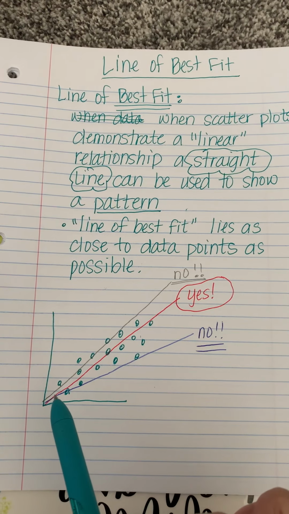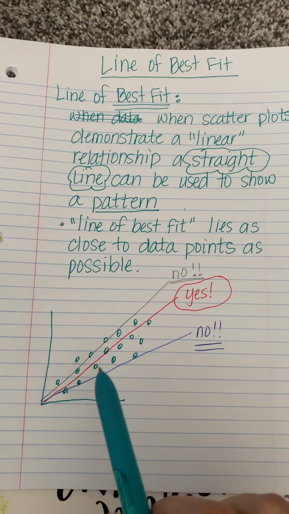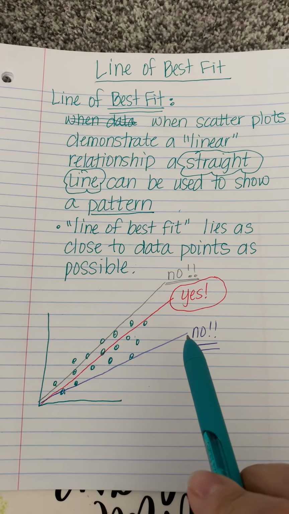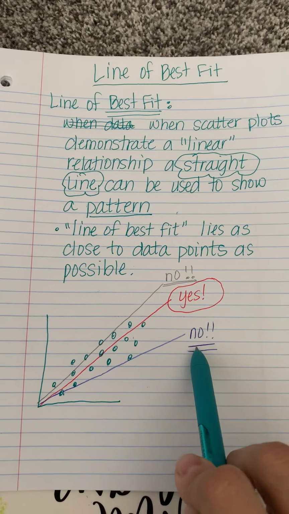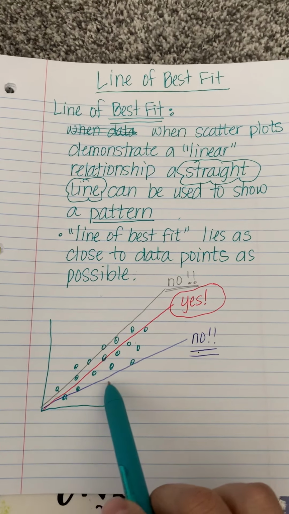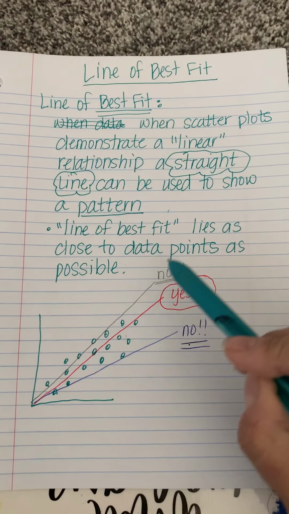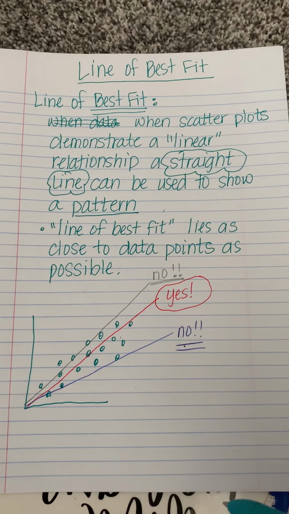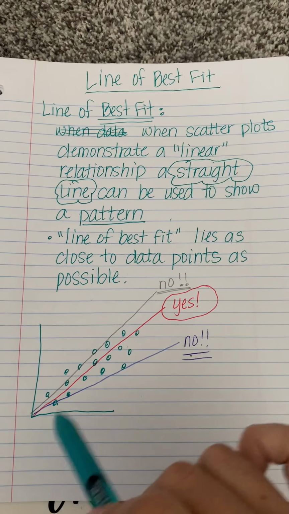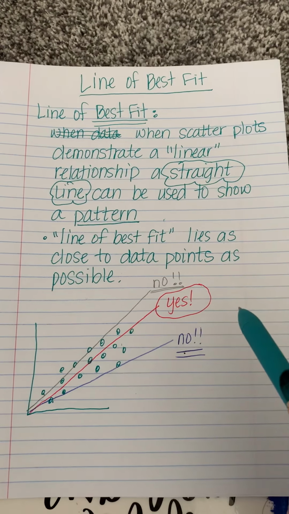This blue one right here, it starts off in the data, but then it juts off this way. This is not a good line of best fit because it's going to eventually go this way while our data goes that way. That is not going to help us at all understanding the pattern of this data.